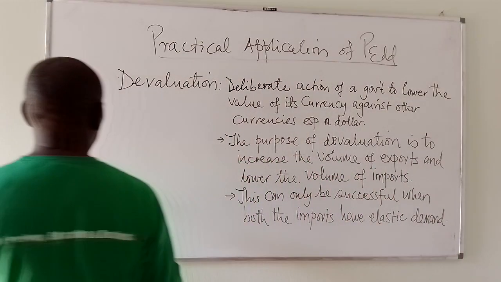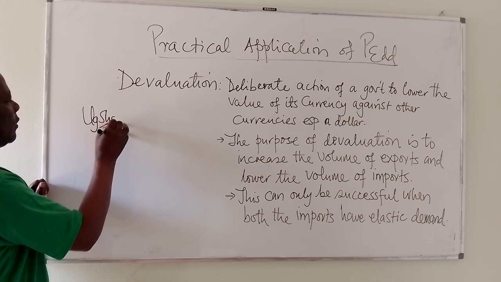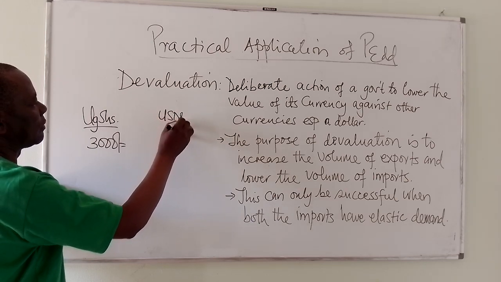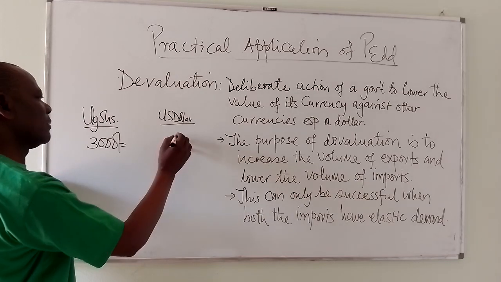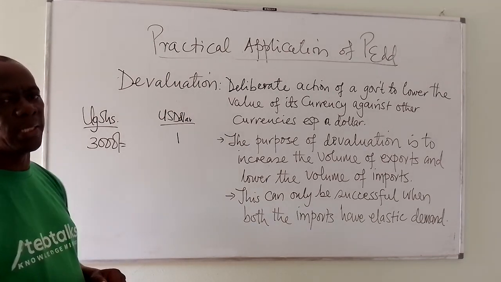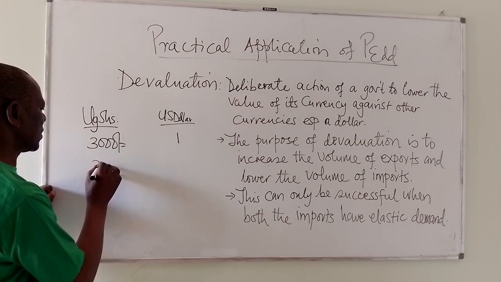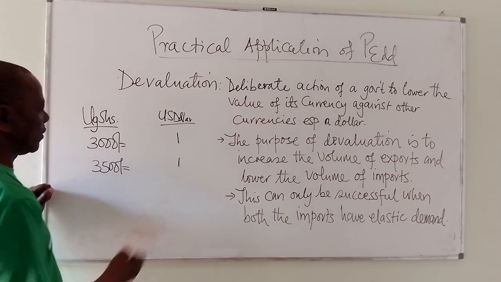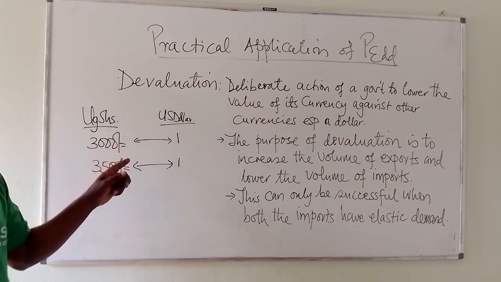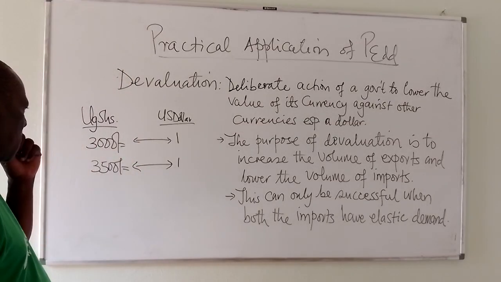If you have been exchanging, let us look at the Uganda shilling, assuming we have been exchanging every dollar at a certain rate. Devaluation means that you are going to lower the value of the Uganda shilling against the dollar. So what the government does is to say now a dollar is going to cost 3,500. Originally every dollar was being exchanged at 3,000. Now the government deliberately, on its own, decides to lower the value.